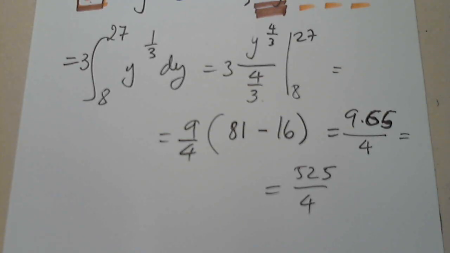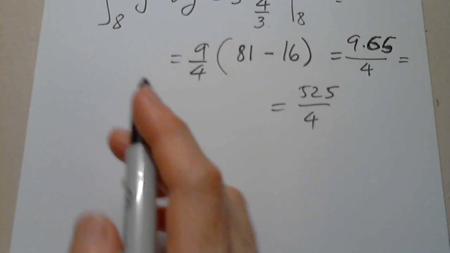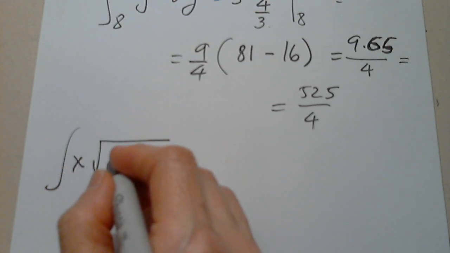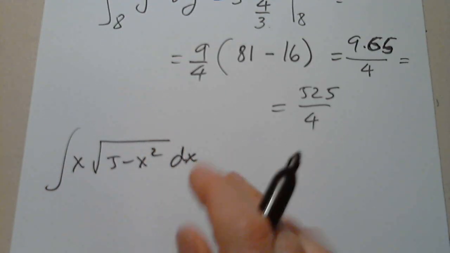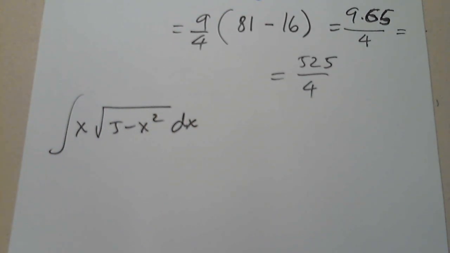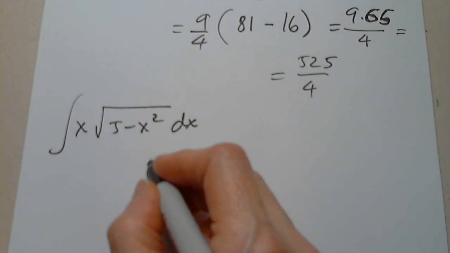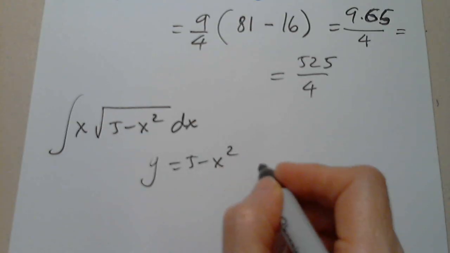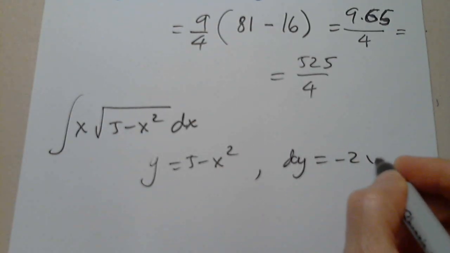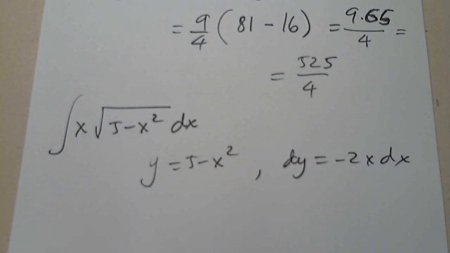Can we go over number 2? Yeah. So here we have the integral of x times the square root of 5 minus x squared dx. All steps are the same, except that this is an indefinite integral. So we have y equals 5 minus x squared, and dy equals negative 2x dx. So I need to multiply by negative 2 and divide by negative 2.